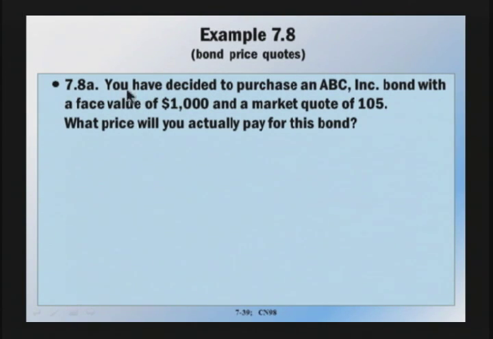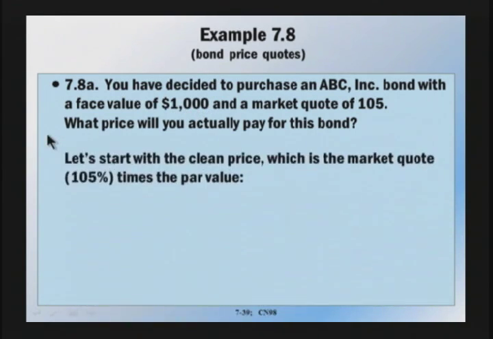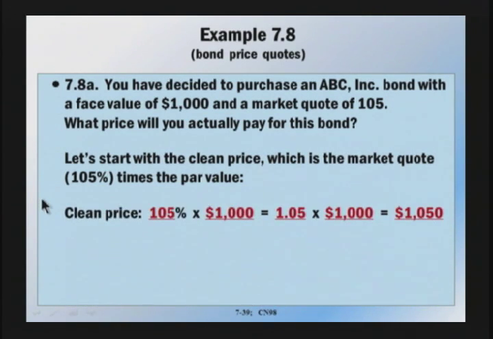In example 7.8 here, you've decided to purchase an ABC bond with a face value of $1,000 and a market quote of 105. So it's selling for 105% of its $1,000 par value. The clean price then would simply be the product of the two, 105% of $1,000 or $1,050. That's the clean price.